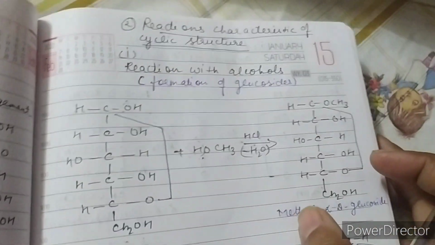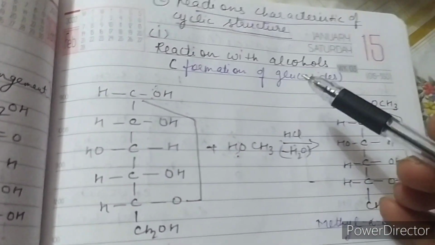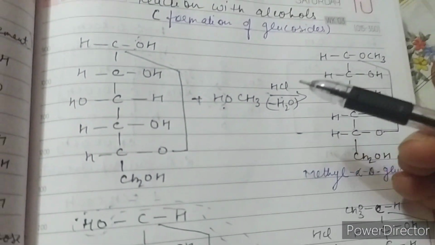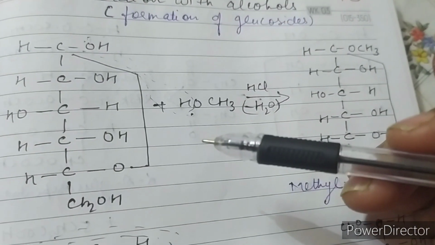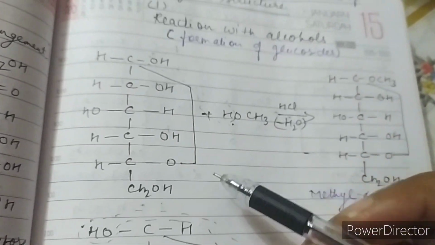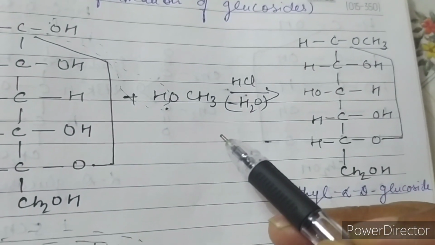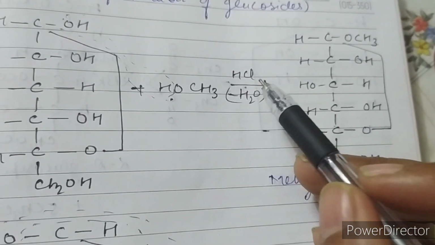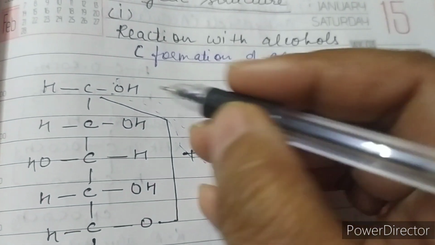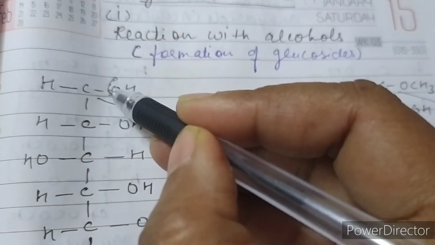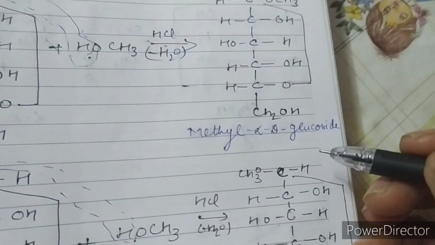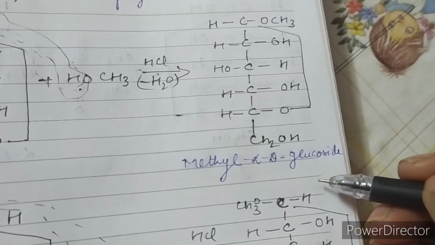The second class of reactions is that which is characteristic of cyclic structure. In this, the first is reaction with alcohol, that is formation of glucosides. As you all know, glucose is a mixture of alpha D glucose and beta D glucose. So alpha D glucose on reaction with alcohol in presence of HCl results in removal of a water molecule. As you can see here, this OH and this H have been removed together as a water molecule, and it will give you methyl alpha D glucoside.